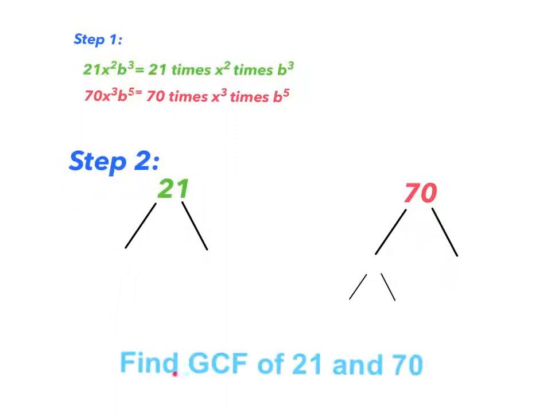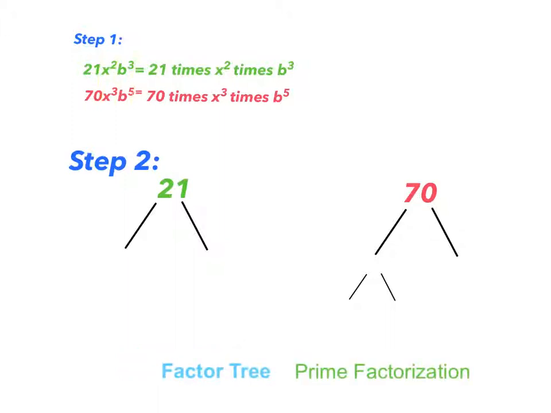So now we're going to do step 2. What you do first is find the greatest common factor of 21 and 70. And you can do this because we split them apart and we can work with the numbers first. To find the greatest common factor of 21 and 70, we have to make a factor tree and do prime factorization. What you do is you find what numbers times each other equal 21. So some are 7 and 3.